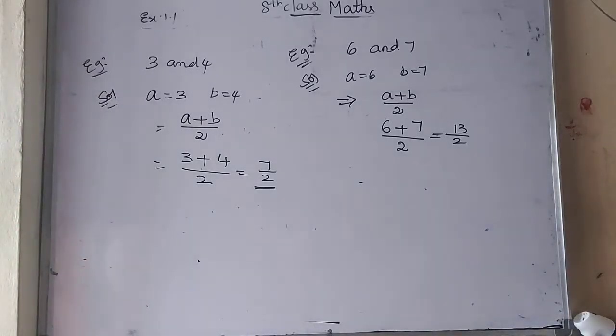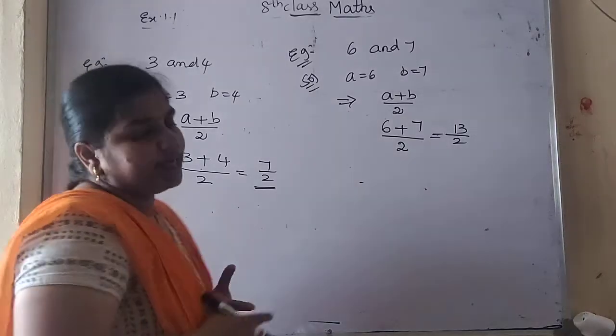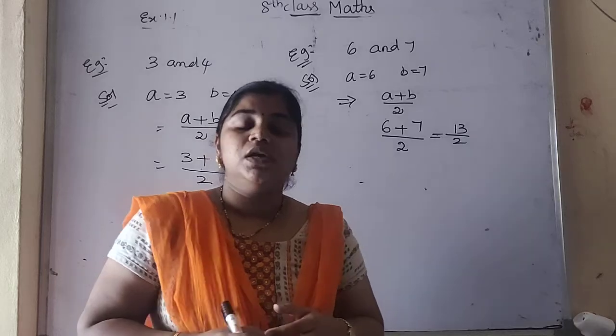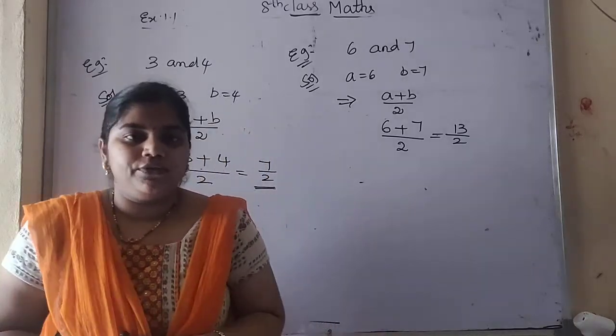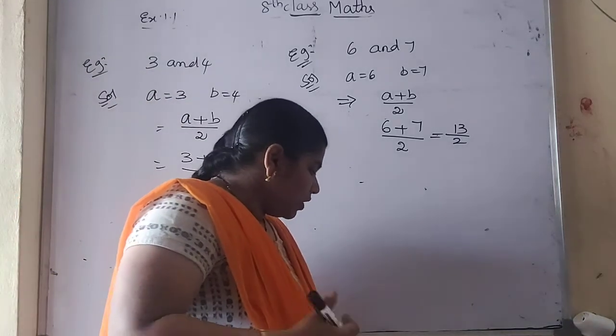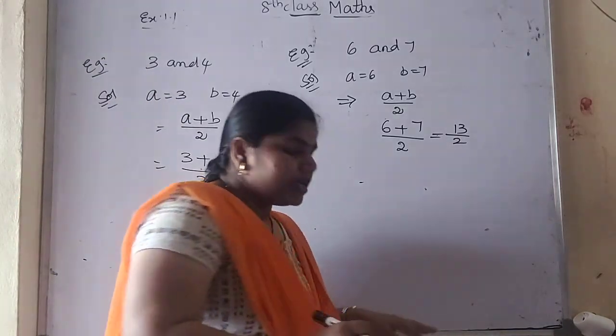So this is how you will find a rational number between any two rational numbers. Okay, and also I told you that in between any two rational numbers you will be seeing an infinite number of rational numbers. So on this we will start exercise 1.2 in the next class.